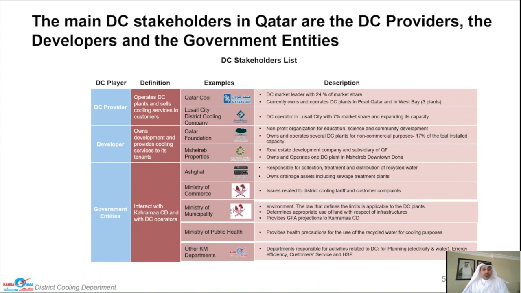Here is just an example of our stakeholders, which we divide into three. The providers: we have two main providers in Qatar now, which are Qatar Cool and Marafiq, Lusail. Then we have the developers. We have a lot, but the two main, or the two largest, are Qatar Foundation and Msheireb. It's like a small city, by its own. Then we have the governmental ones, like Ministry of Commerce, Ministry of Municipality, Ministry of Environment, Public Health, and Kahramaa.